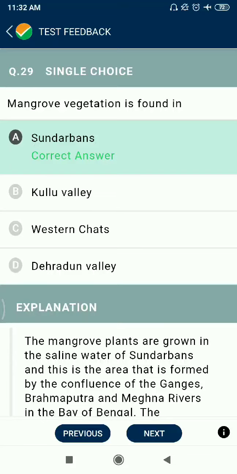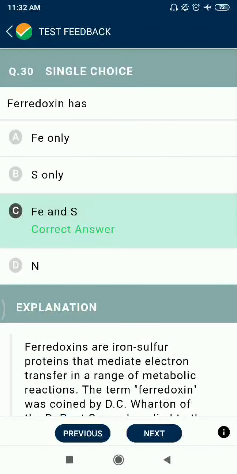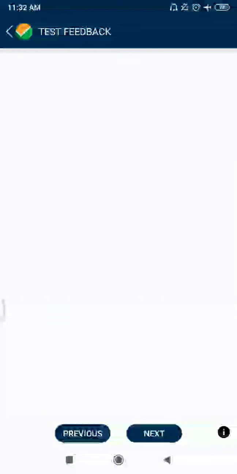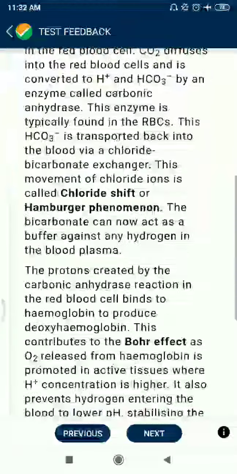Question number 29. Mangrove vegetation is found in Sundarbans. Question number 30. Ferredoxins has Fe and sulfur. Question number 31. Bicarbonate ions are generated in RBCs.